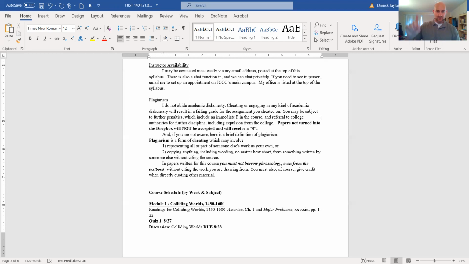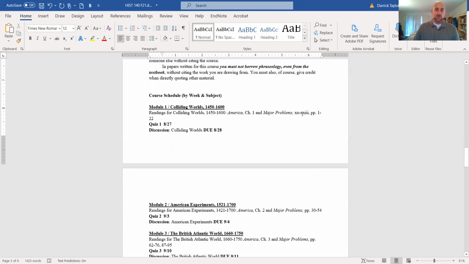Plagiarism is a form of cheating. I have a definition there. Representing all or part of someone else's work as your own. Copying anything, including wording, no matter how short, from something written by someone else without citing the source. If you're not going to rewrite it, you need to cite it. Very simple. Don't borrow phrases unless they're so generic nobody can tell the difference from somebody else's work without citing it. Cite what you have drawn from unless you rewrite it in your own words. And that is that.